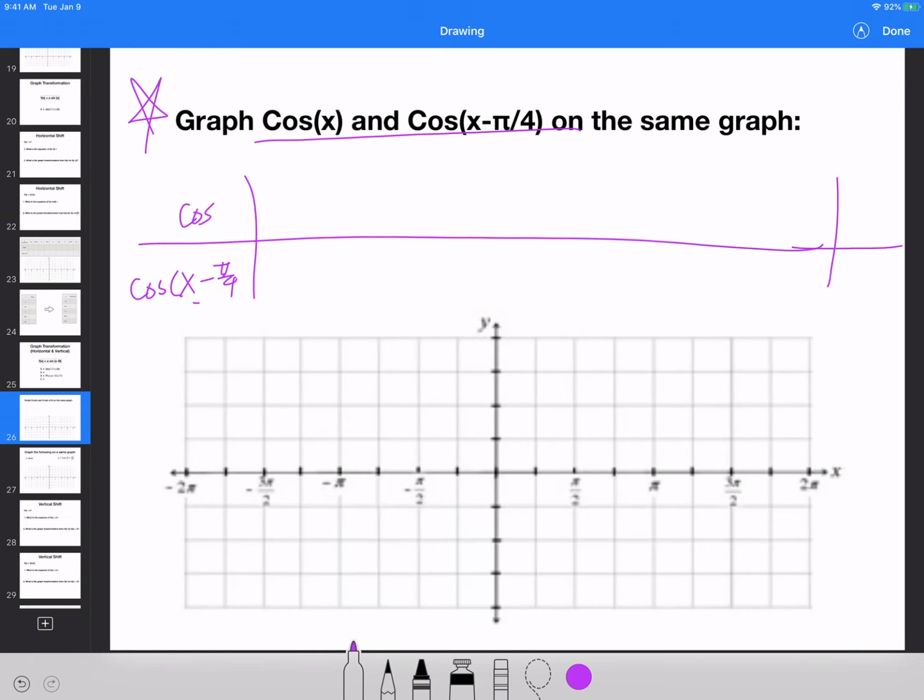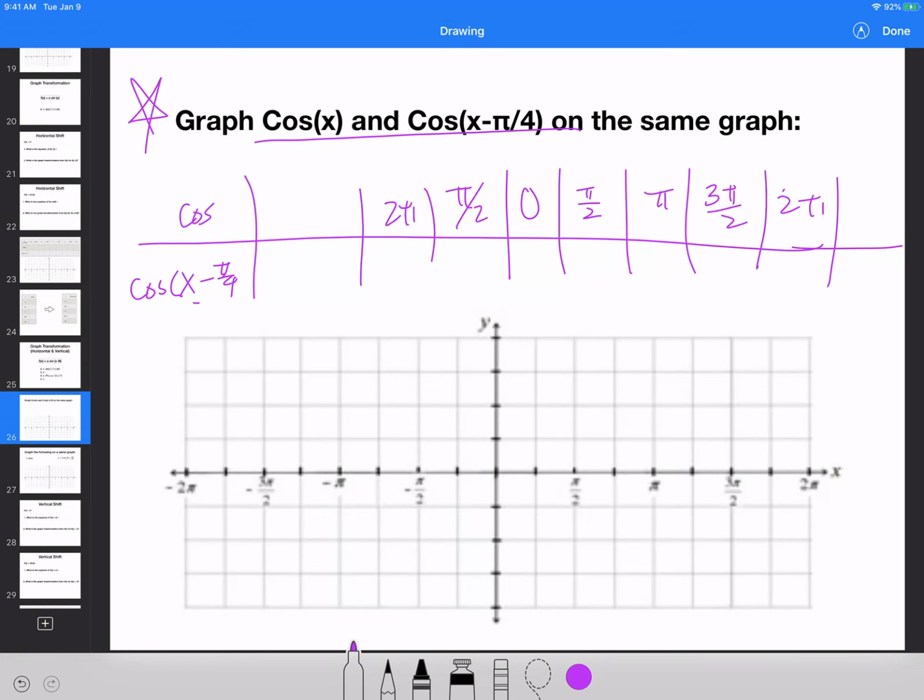And you can literally make the value to be anything that you want, but you always want to start at 0. Then move in increments of pi over 2: pi, 3 pi over 2, and then 2 pi. Then same thing here, pi over 2, pi, 3 pi over 2, and then 2 pi. Well, that's all going to be negatives. Okay? So now tell me what you guys are going to get for these values here.